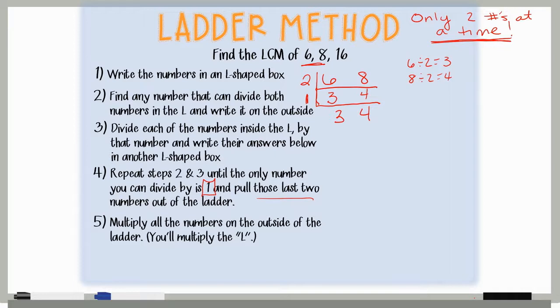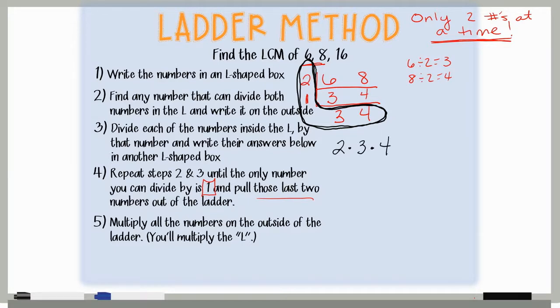My last step is going to be to multiply the L. So I'm multiplying all the numbers on the outside. So if you look at this, all the numbers on the outside, when I circle them and it makes an L. So I call it multiplying the L. You'll notice here though, when I multiply, I leave out one of the numbers.